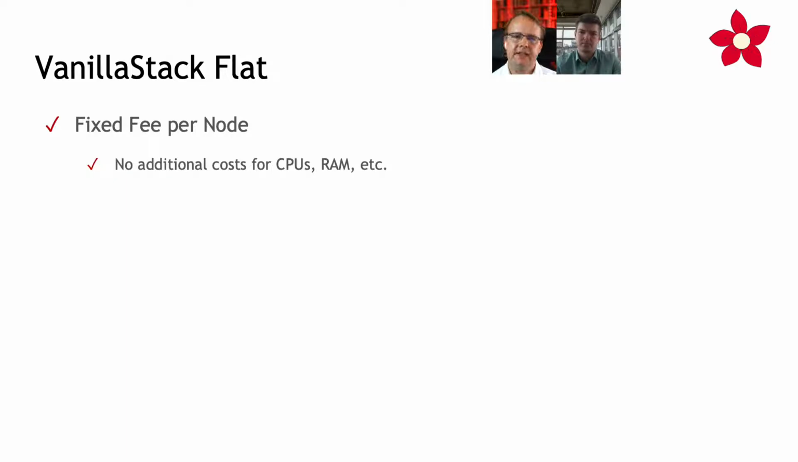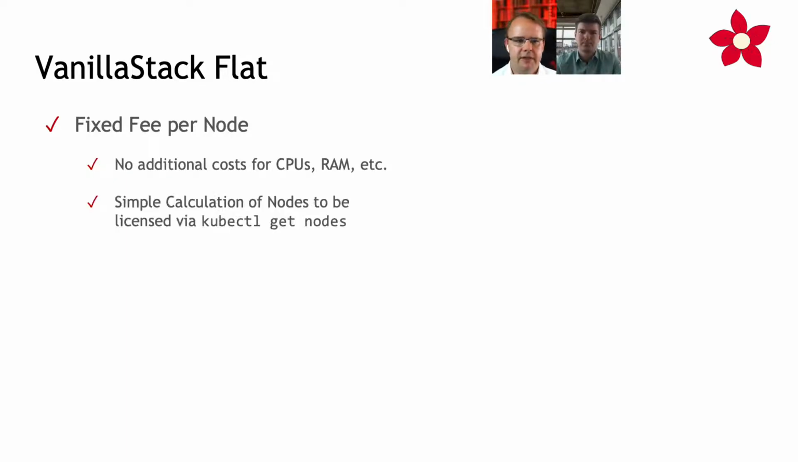The deciding point is the sheer amount of nodes. And you can do that on your own via kubectl get nodes, and basically know what you have to have licensed there. Important, the community edition can also be rolled out in an HA setup. Very important. We do not limit that. You have the same functionality with the community edition.